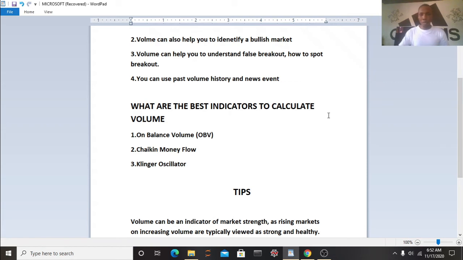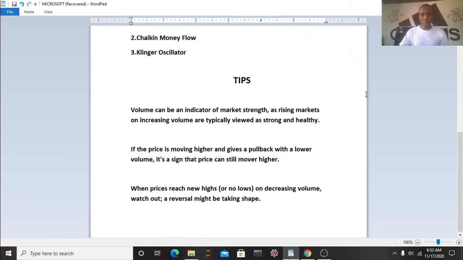Now, let me give you guys some tips. The first one will be: volume can be an indicator of market strength. On rising markets, increasing volume, especially if strong, is healthy. This is very important too. Now, let's say your price starts increasing and the volume starts increasing too along with it. That means that this market is very bullish. So that's a sign.